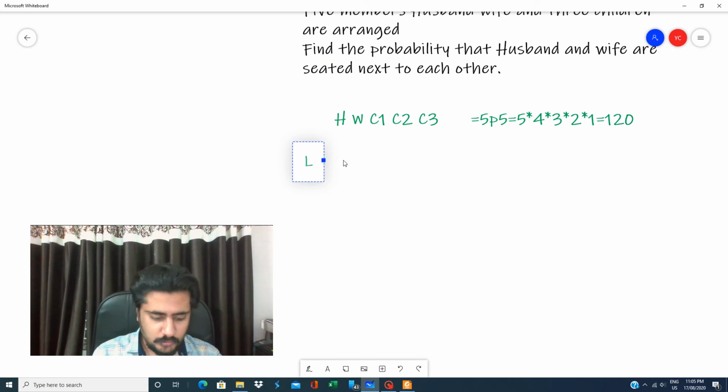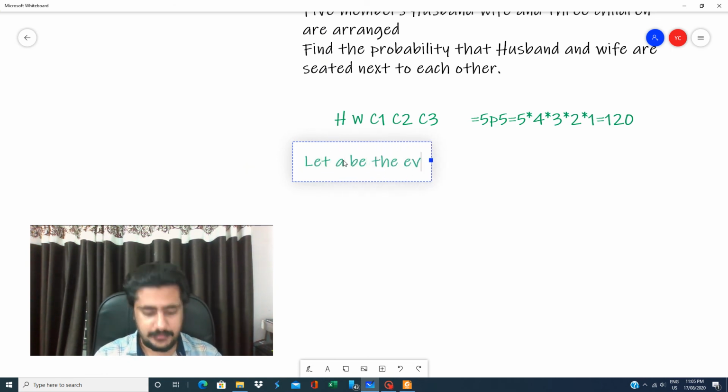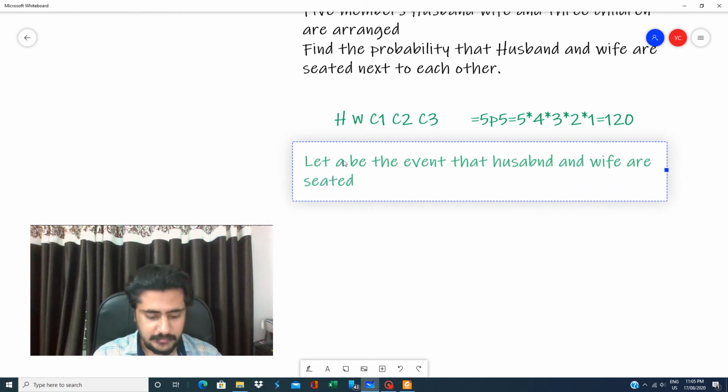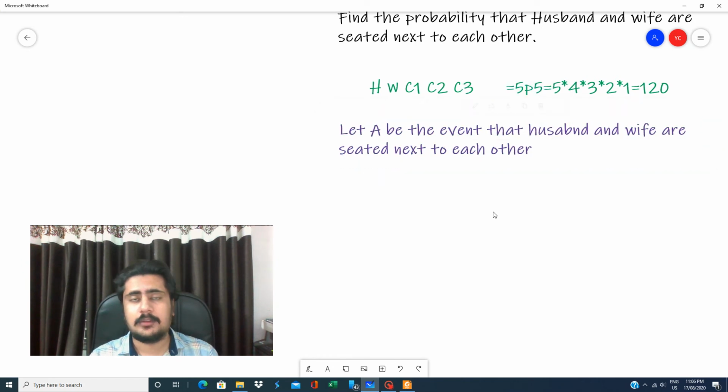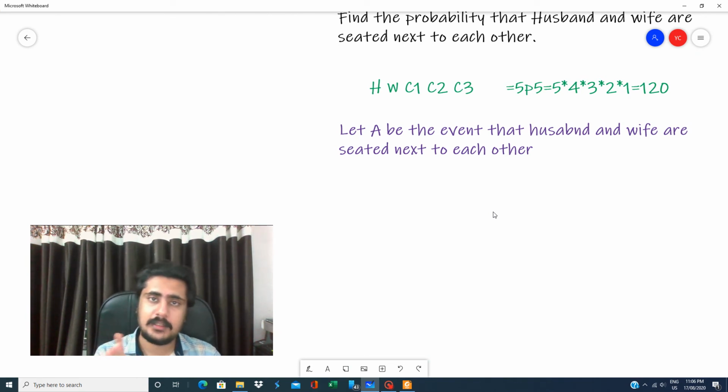So let A be the event that husband and wife are seated next to each other. Whenever you are asked such questions like seated next to each other, that means two particular objects should be together. Husband and wife are together. I am teaching you this topic once, and it will apply to all cases where two things should be kept together. Now, let me tell you what this concept actually is. Suppose there are five pens. I hope it is visible. There are five pens.